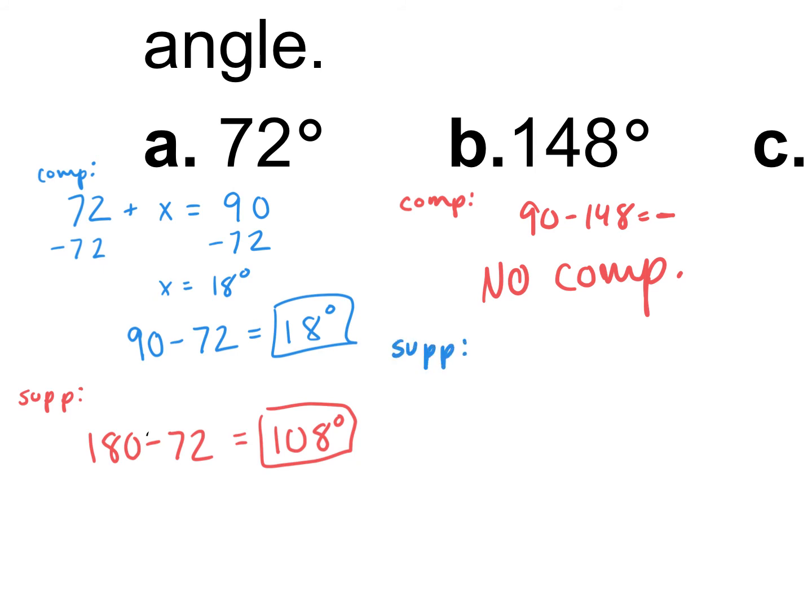Now we can find the supplementary angle. So we would do 180 minus 148. What's 180 minus 148? 32 degrees. Unless your angle is bigger than 180, there wouldn't be a supplementary angle. Do we have to show if it's over 90 degrees? No, you could just say no complement. If you look at it and see that it's over 90, you'd have a negative angle, right.